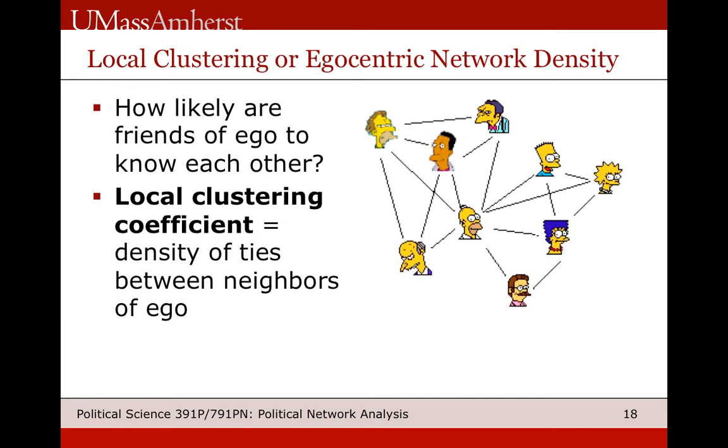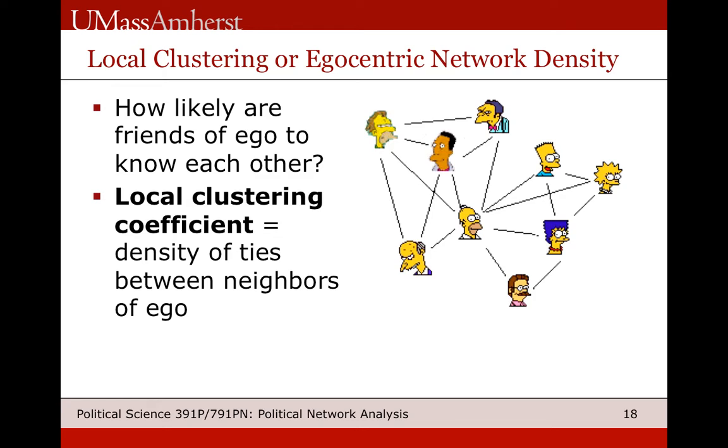We've just learned about the concept of density. Another way to think about density would be to think about the density of the neighborhood around a central ego, or an egocentric network. So in this case, we have Homer Simpson, and we might be interested: how likely are Homer's friends to know each other? This is called the local clustering coefficient, and is more generally thought of as, we're going to see, the clustering coefficient. We'll be talking about an average of the local clustering coefficient. It's a very important concept.